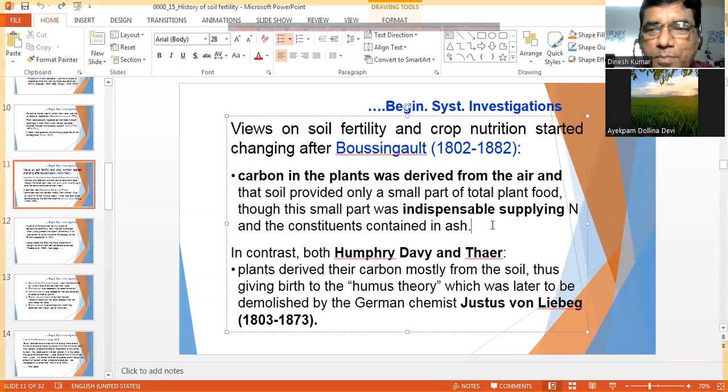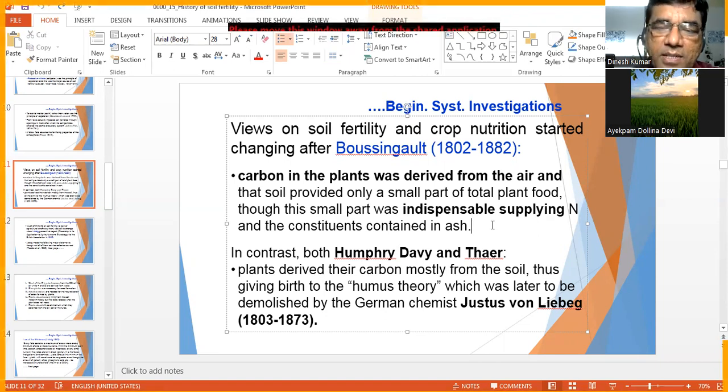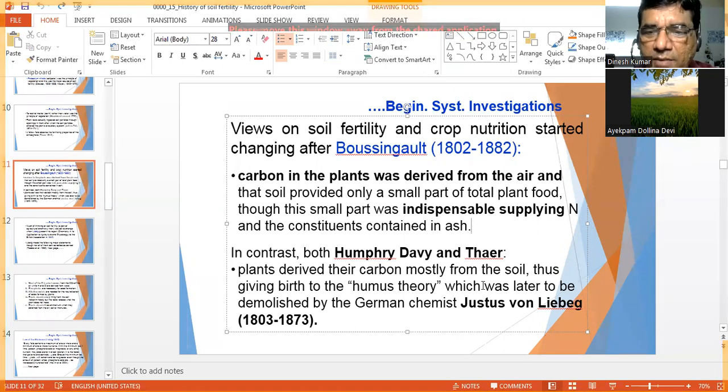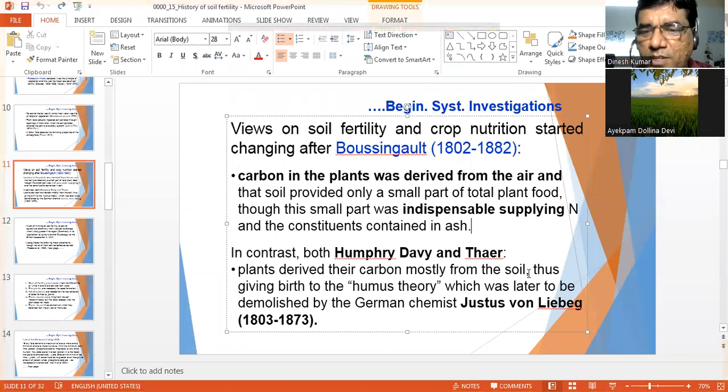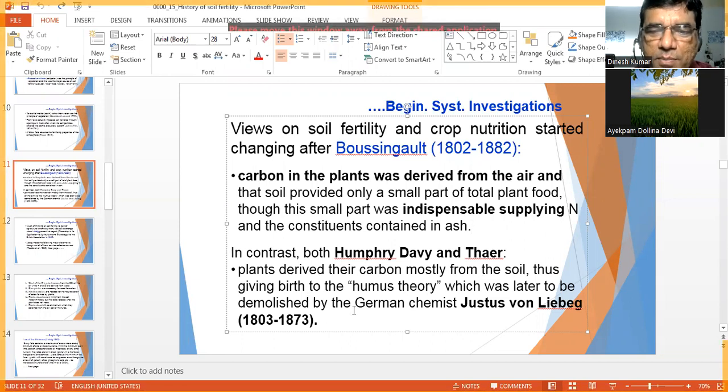So this was based upon certain facts. Carbon is coming from the air, maybe CO2, and whatever the plant is getting from the soil is indispensable. A plant cannot live or grow without this part, and this is made up of ash, because it is supplying nitrogen and ash. Ash here means minerals. In contrast, Humphry Davy and Thaer said plants derive their carbon mostly from the soil, thus giving birth to the humus theory, which was later to be demolished by Justus von Liebig.